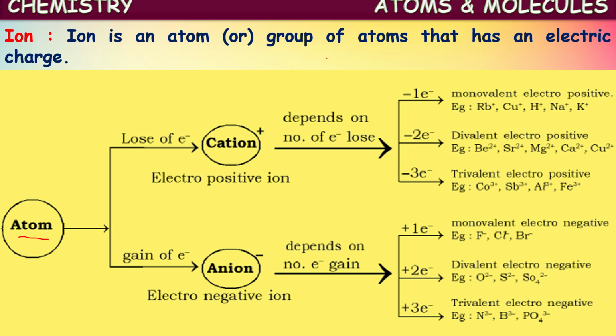Now here, cations and anions are carrying different amounts of charge on them.